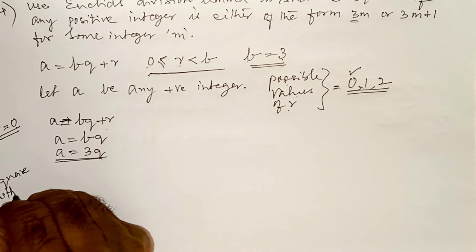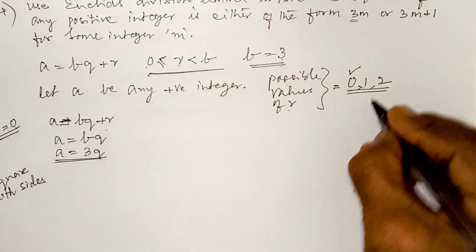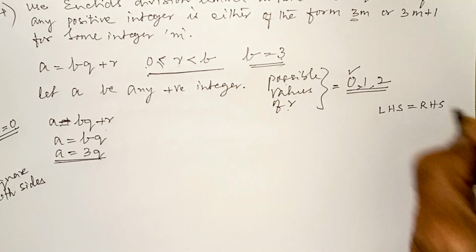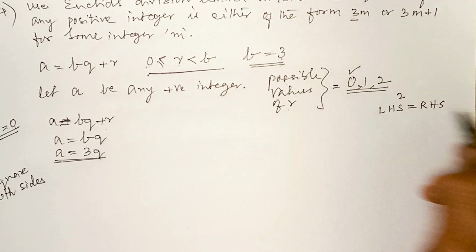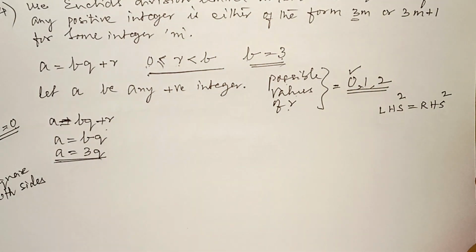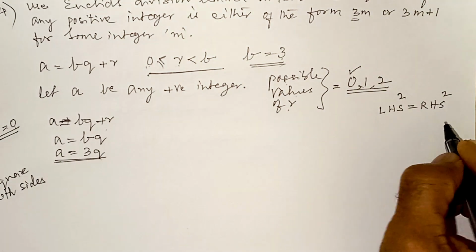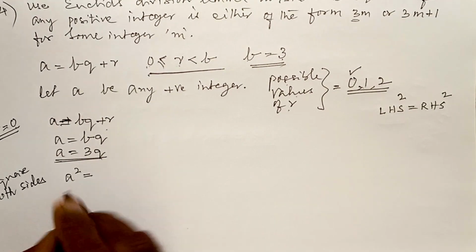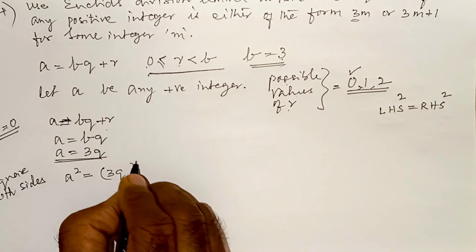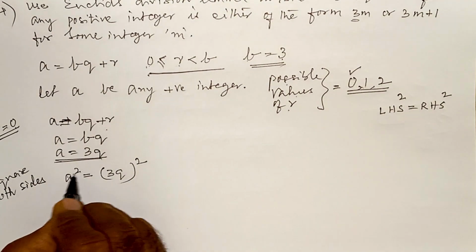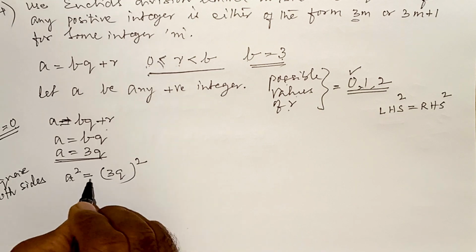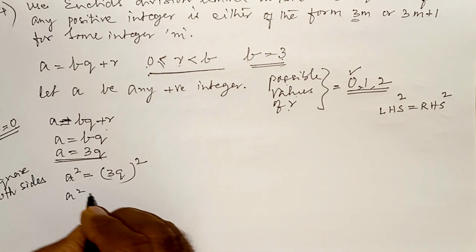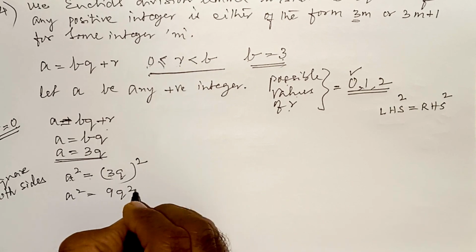Square both sides. We must remember that in mathematics, LHS will be equal to RHS. When you square one side, you have to square the other side to make sure that the value does not change. Similarly here, a square will be equal to 3q whole square. We have squared both LHS and RHS. a square is equal to 3q whole square. When we open this, it becomes a square equals 9q square.